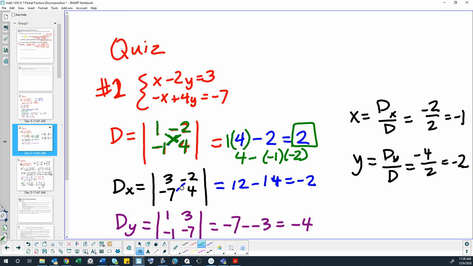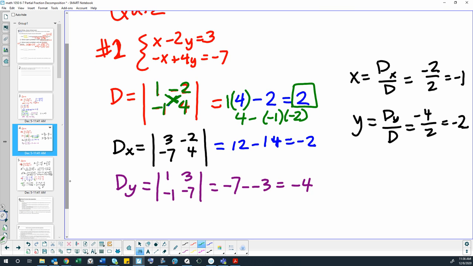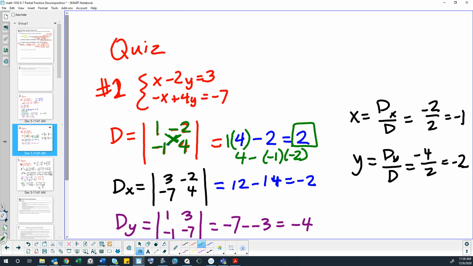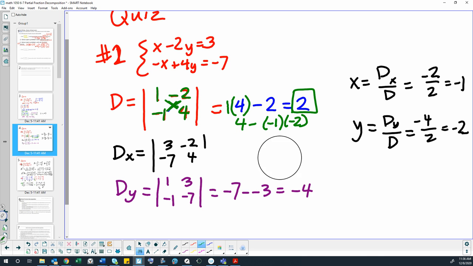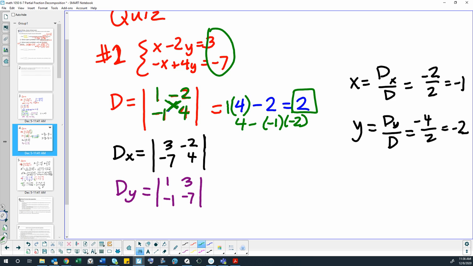Then for determinant x, that means we're going to take our x column. I'm going to rewrite this part here to make it easier to follow. So we take the constant values, 3, -7, and we put those into the x column, dx. That's our x column, right? We're replacing those with the constants.